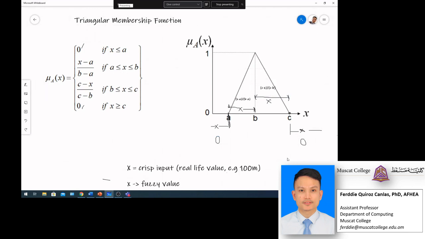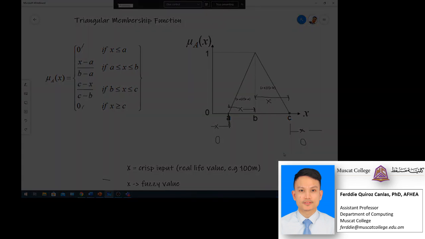Clear? What you have to observe is where the value of x is falling. If it is falling on this side, then you have to follow this formula. If it is falling on this side, then you have to use this formula. So everything that you need is here in the representation. If it is falling outside the triangle, anything beyond this line would be 0.